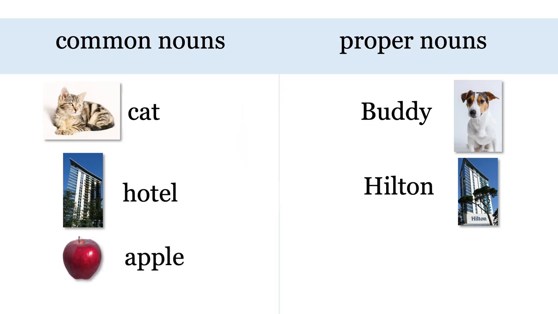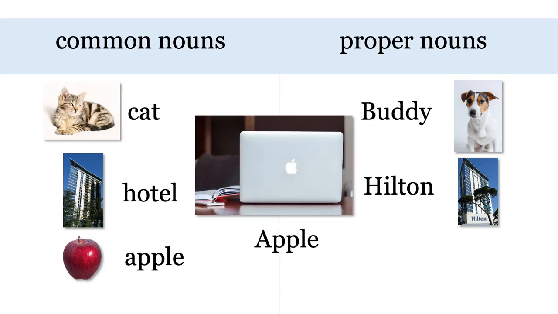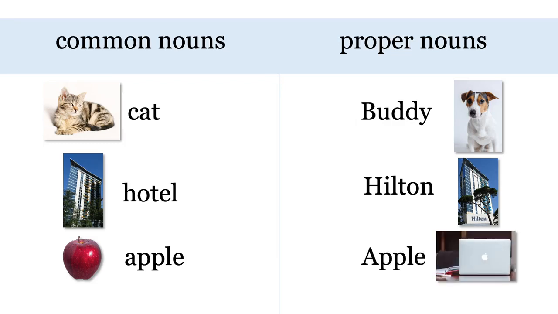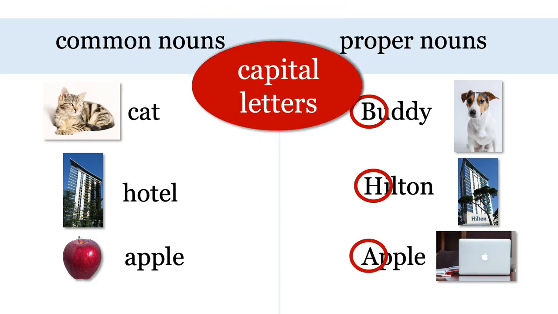Apple. The word apple is a common noun. Apple. So this is a different kind of apple, right? This apple is a brand name, so it is a proper noun. Look at the proper nouns here. Notice the capital letters. We use a capital letter to show proper nouns, that is, the names of nouns.